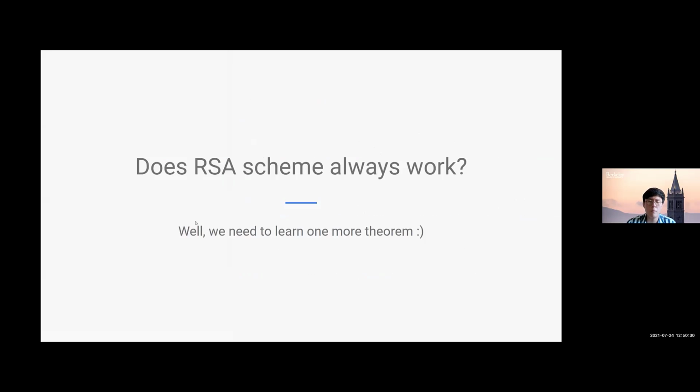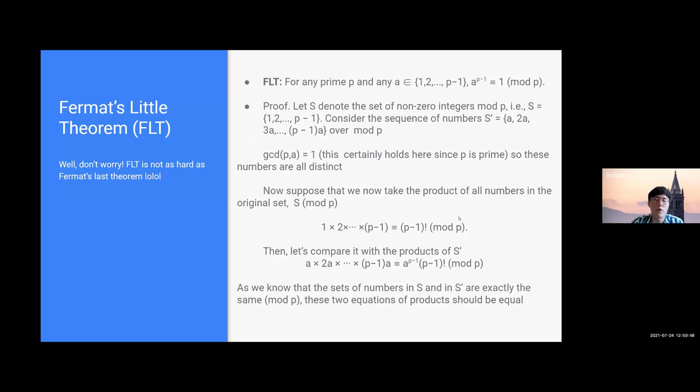But does the RSA scheme always work? We already talked about the inverse, so we know the inverse exists, but there's a question: can RSA always correctly recover the message that was originally sent before it got encrypted? To prove that, we need to learn one simple theorem. It's called Fermat's little theorem, but don't worry, it's not as hard as his last theorem. It states that for any prime P and any A from 1 to P minus 1 inclusive, A to the P minus 1 is always congruent to 1 mod P.